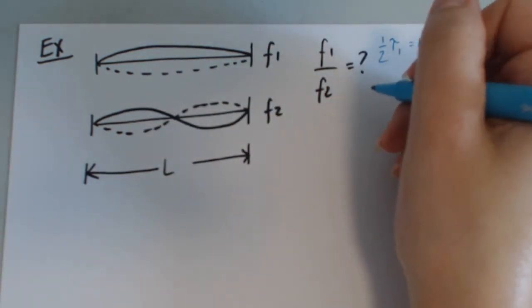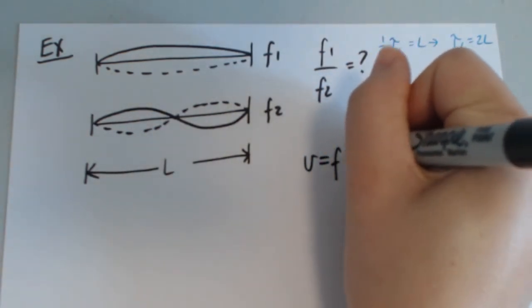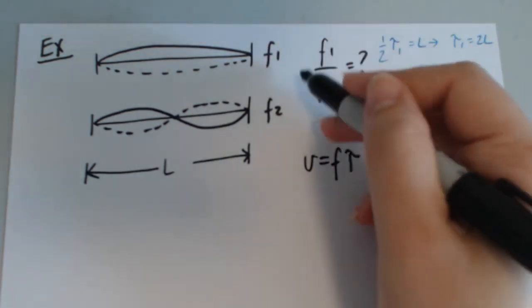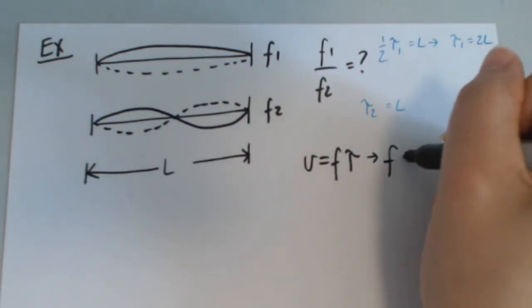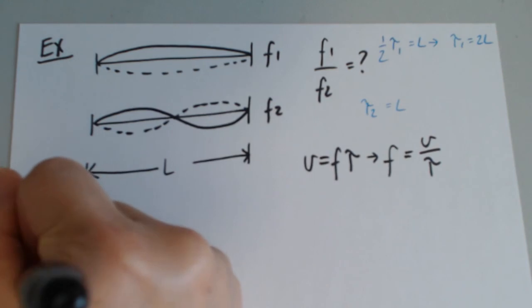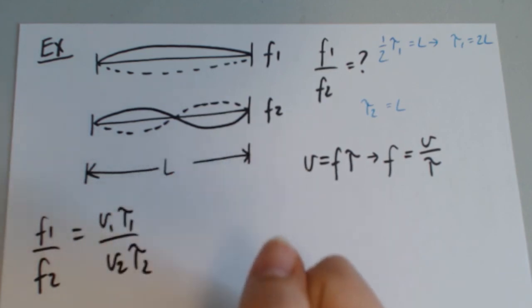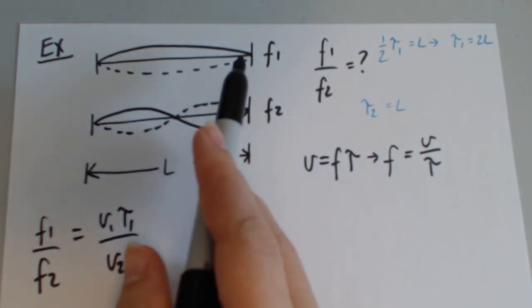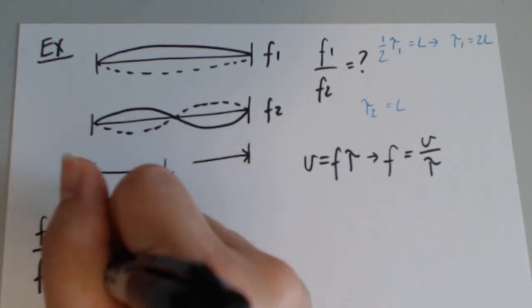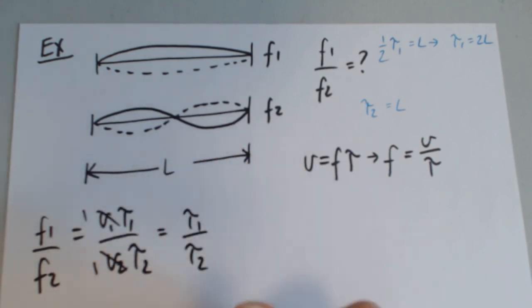For this case here, I can see that a full wavelength, lambda 2, is equal to L. Now, using our universal wave equation, V is equal to F lambda, I'm going to rearrange this for frequency because that's the ratio that I'm looking for. So if I rearrange this for F, I get V over lambda. So that means that F1 over F2 is going to equal V1 lambda 1 over V2 lambda 2. But remember, the speed of sound is the same whether you're looking at this case or this case. So those are gone. So that means F1 over F2 is equal to lambda 1 over lambda 2.